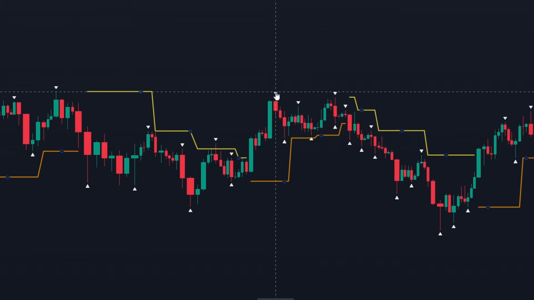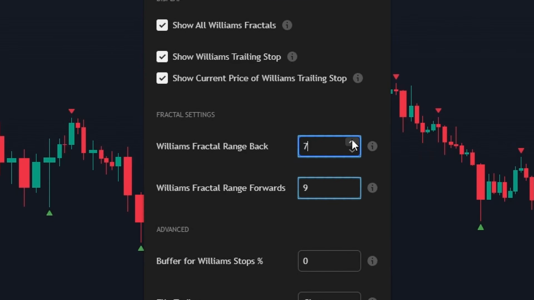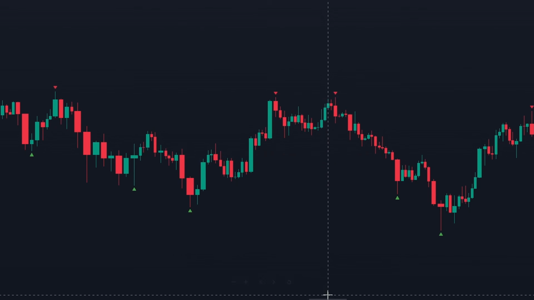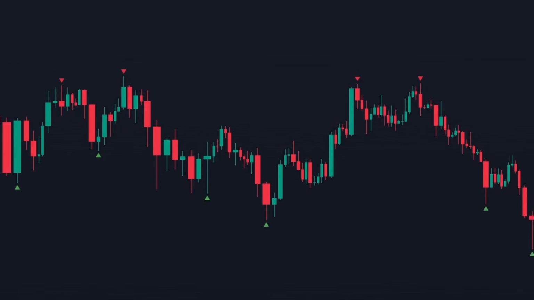I recommend disabling unnecessary lines in the settings and increasing the range from 5 to 9 candles. This helps filter out noise, leaving only the key levels, making your analysis cleaner and your trading decisions easier.